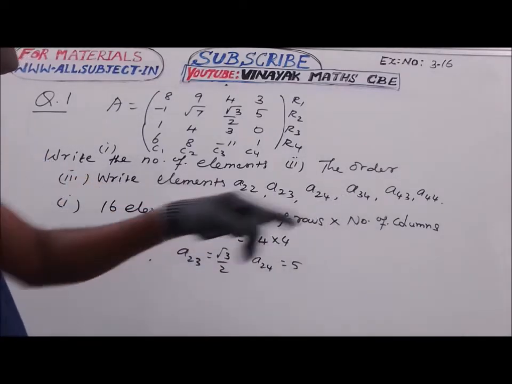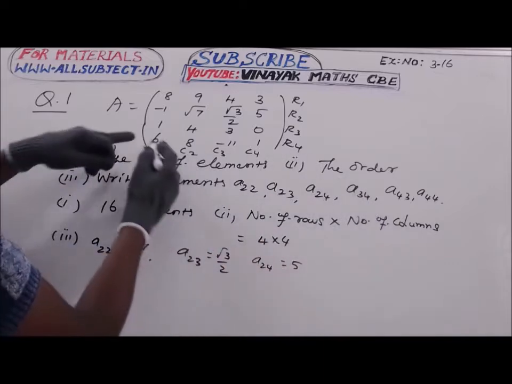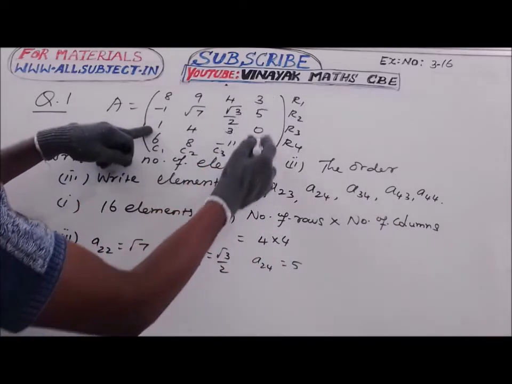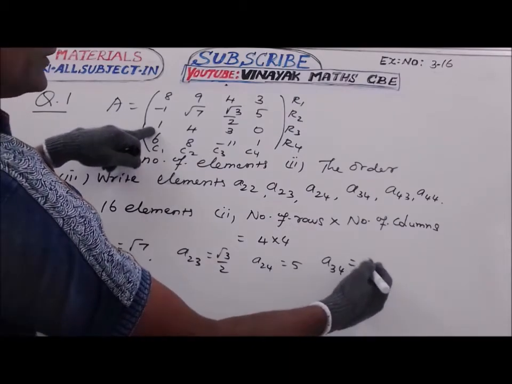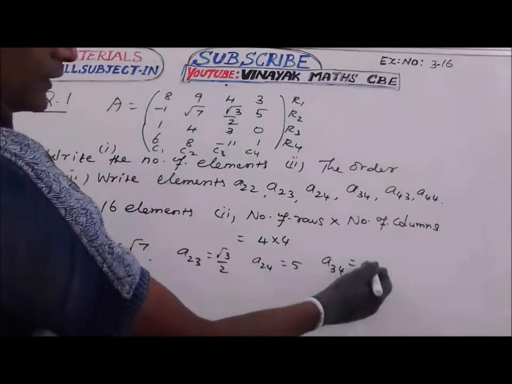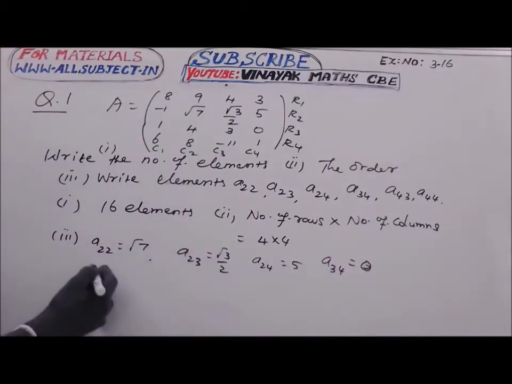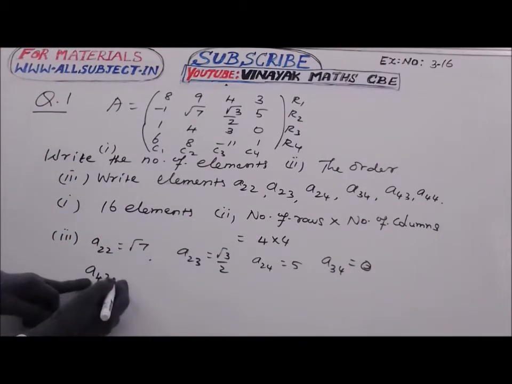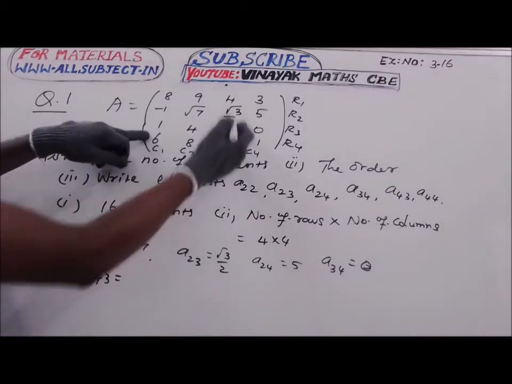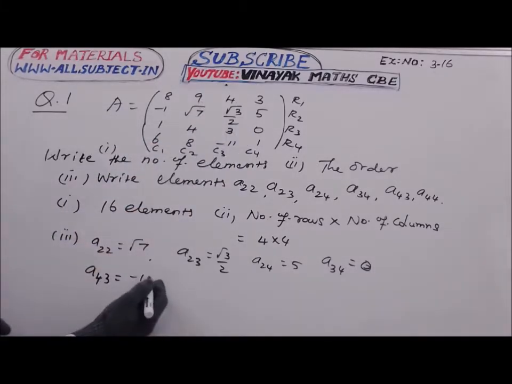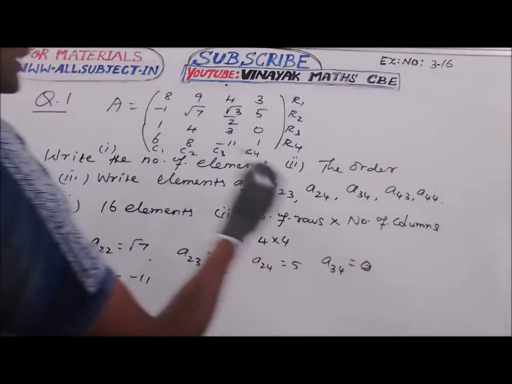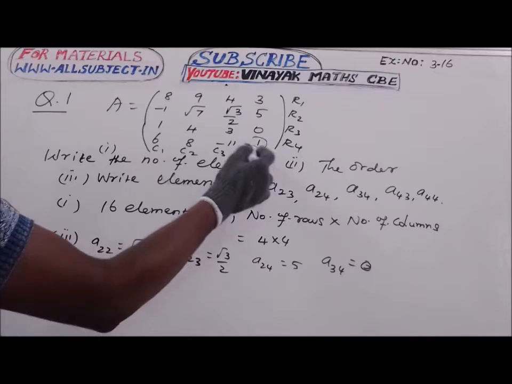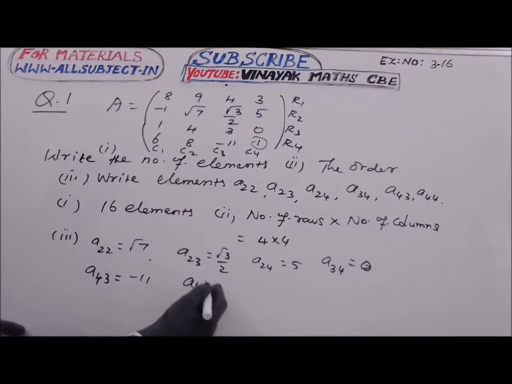And A34, third row, fourth column. This is third row, the fourth column is this one. The corresponding element is 0. A34 equal to 0. And then A43, the element which is present in fourth row, third column. This is fourth row, the third column, this one is minus 11. And then A44 is present in fourth row and fourth column. The corresponding element is 1. So A44 equal to 1. That's all, a very simple question this is.